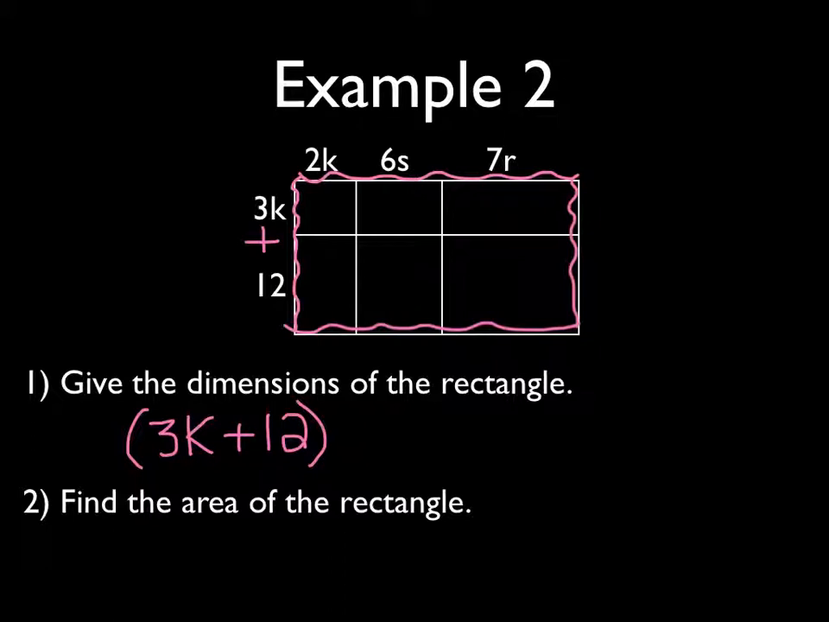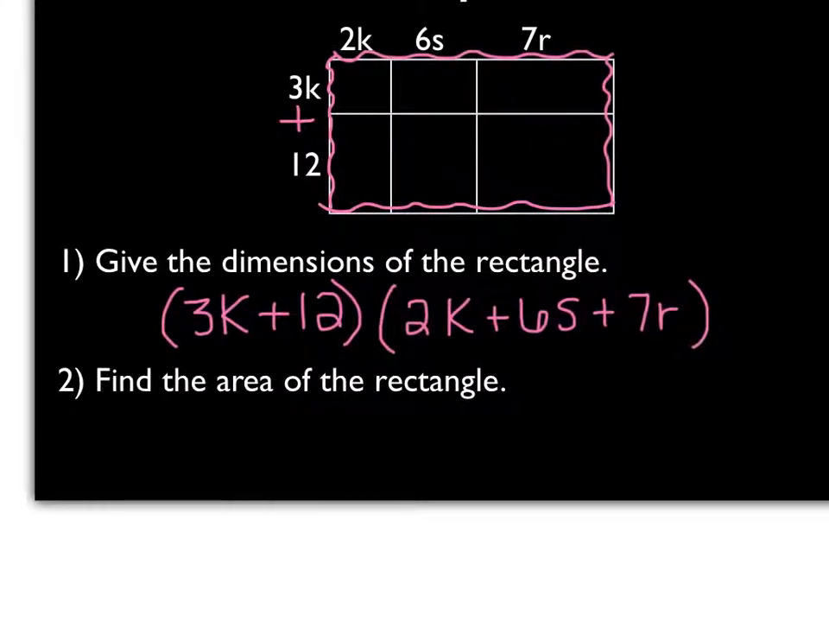All right, so that dimensions question is a lot easier than it looks, right? What would my other dimension be? 2K plus 6S plus 7R. That's it, 2K plus 6S plus 7R. Those are your dimensions. Now, find the area of the rectangle.